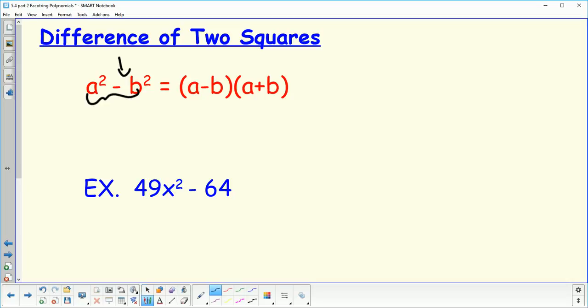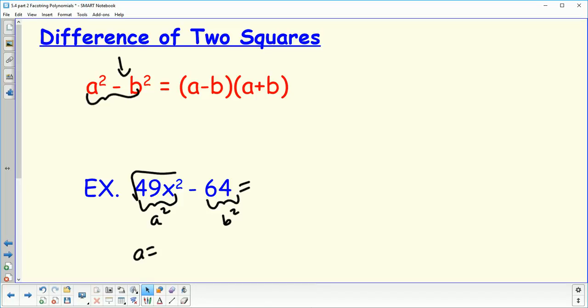An example here, you'll notice that we have this whole term is our a squared and this whole term is our b squared. So you can figure out a by square rooting everything. So the square root of 49 is 7 and the square root of x squared is x. We're going to do the same thing with b, the square root of 64 is 8. Now if you got decimals for one of those, then it would not be a difference of squares, and therefore we couldn't factor it using the difference of squares method.